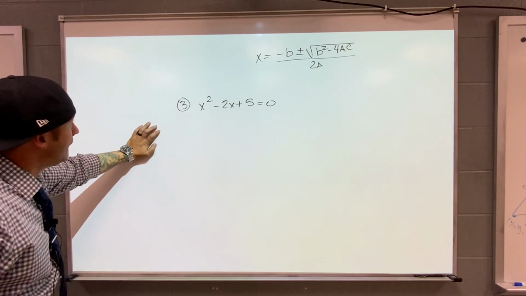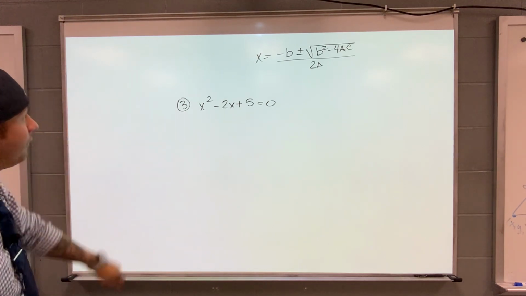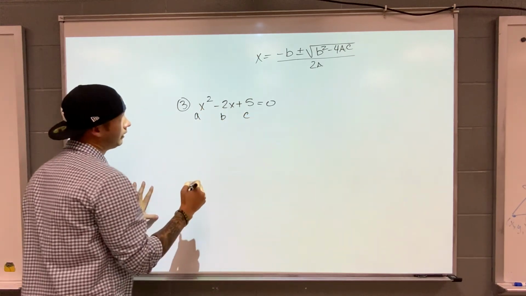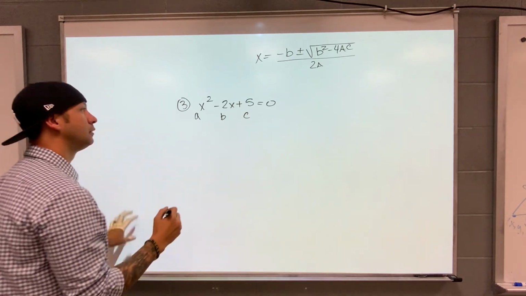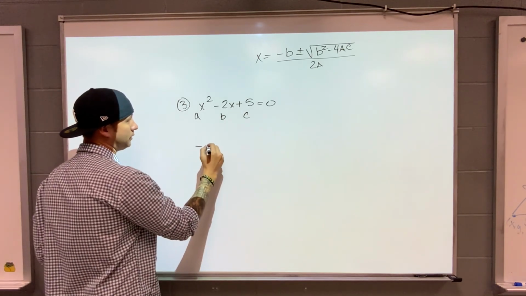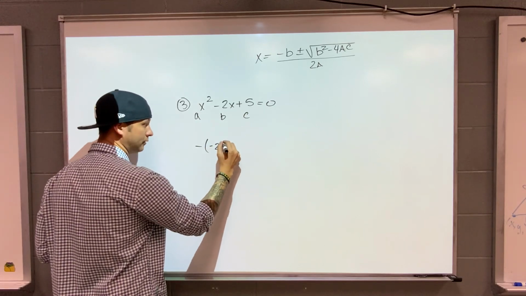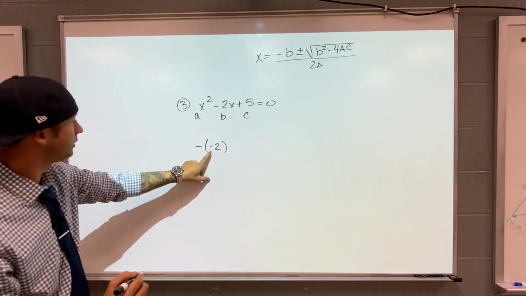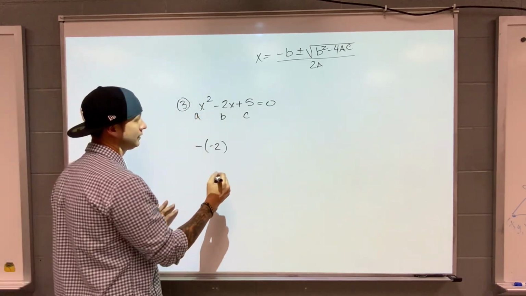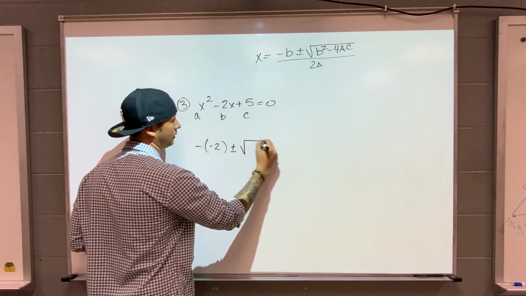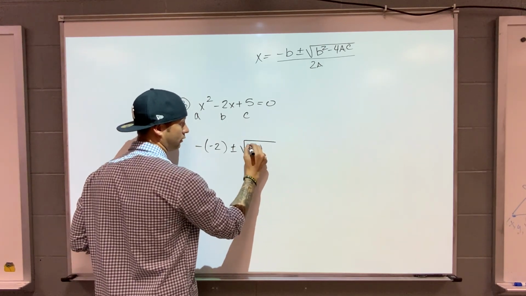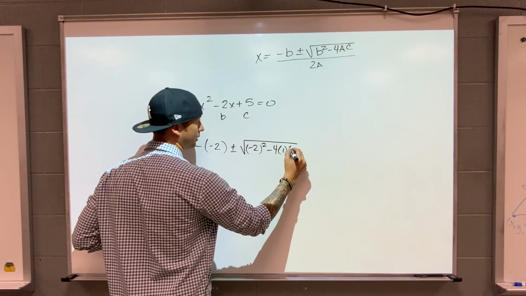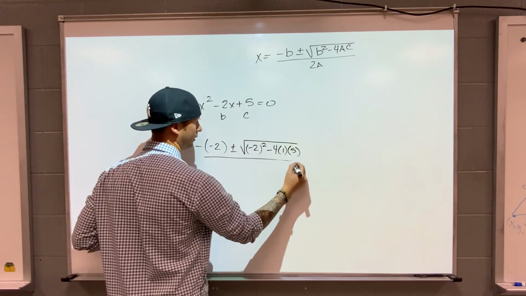All right, number 3. x squared minus 2x plus 5 equals 0. A, B, C. So A is 1, B is negative 2, C is 5. So negative negative 2, so minus negative 2. This minus comes from the formula, and this negative sign comes from the value here. Plus or minus square root of negative 2 squared minus 4a, which is 1, c, which is 5, all over 2a.